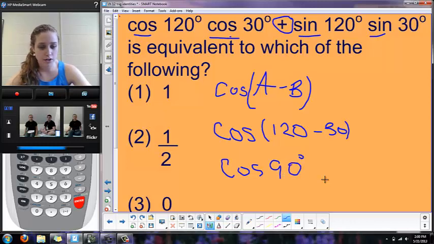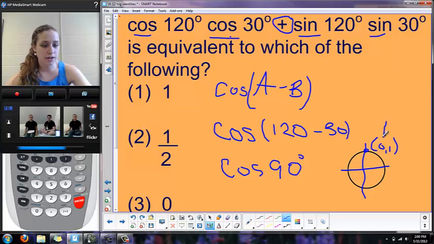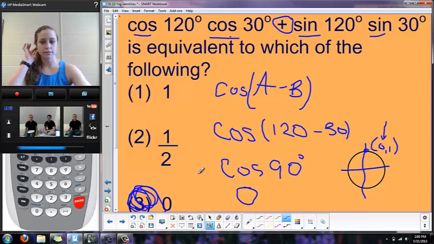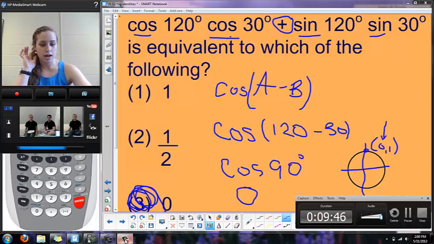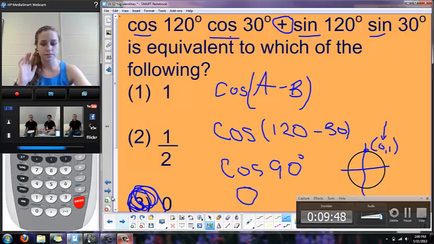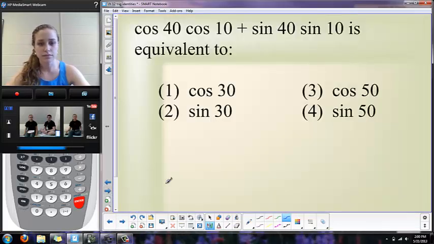So go right back to your unit circle. 90 is right up here. Wow, that's really bad. 90 is right up here. This point is 0, 1, and cosine is my x value right there. So the cosine of 90 degrees is equal to 0, and that is option 3. Okay? That's not too hard at all. Okay, let's do another one.